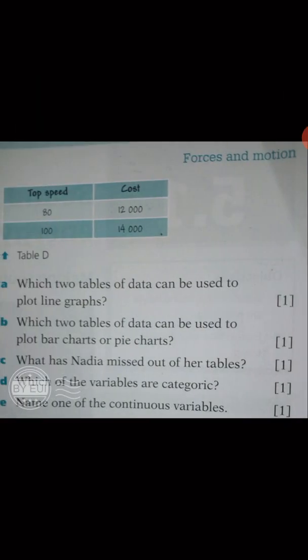Next question. Question 10E. Name one of the continuous variables. Continuous means which change, which go on increasing. So here, if you can see table D right on the top in the image, speed. Speed can be a continuous variable. Speed can increase or speed can decrease. So increase and decrease, it's continuous data. So speed is a continuous variable.